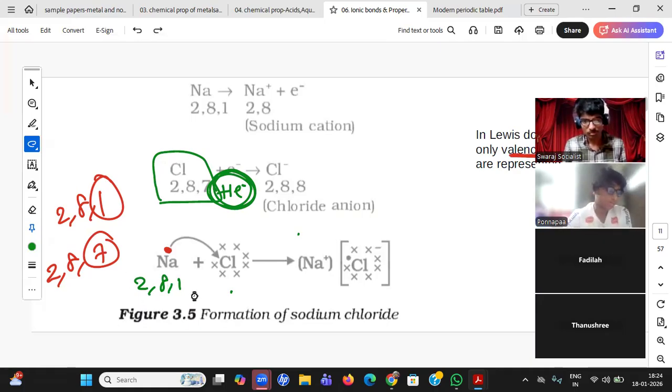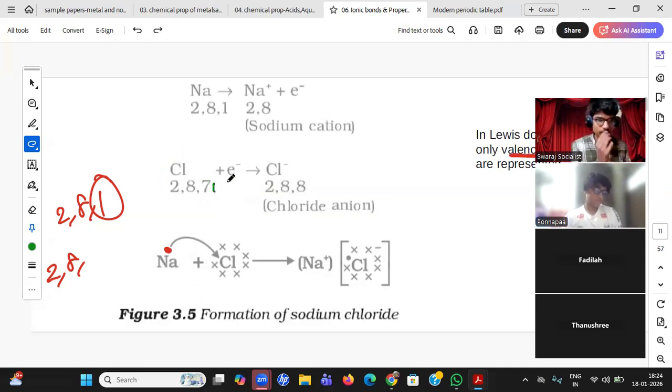Valence electron means, sir, one valence electron. In this case, 7 valence electrons. One valence electron, 7 valence electrons here. But what is valency? Combining capacity. If it loses one electron, it is stable, so valency is 1. If it gains one electron, it is stable, so valency is 1. Understood, Sugal?